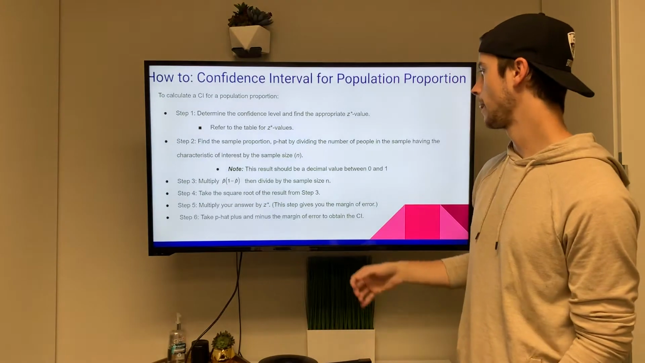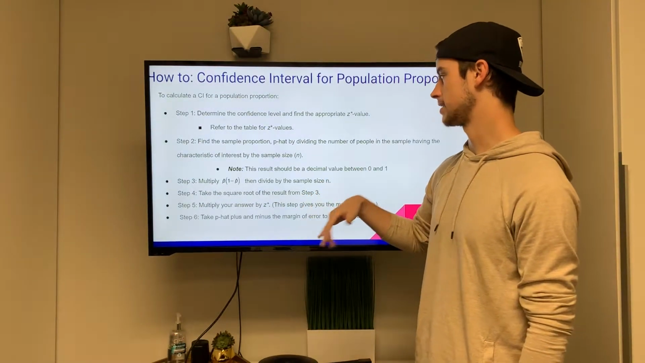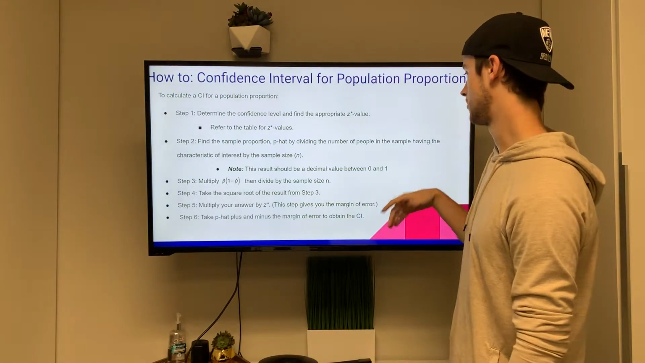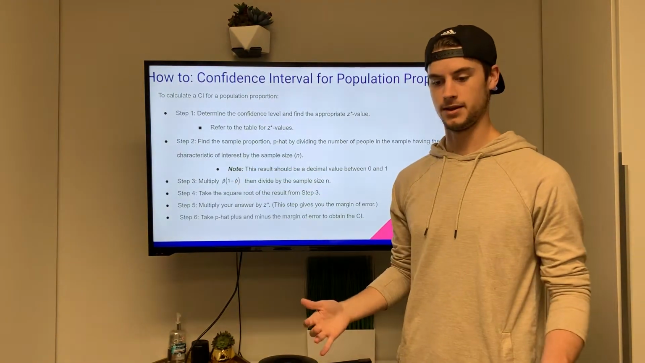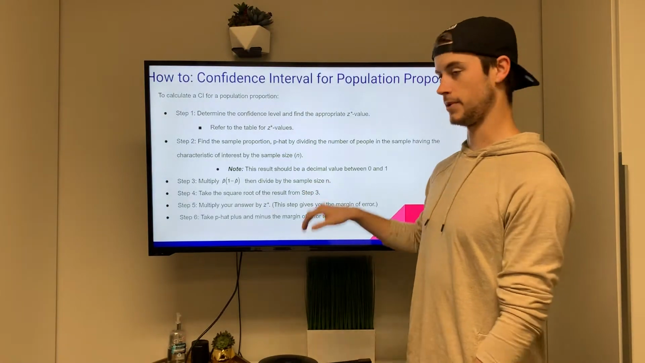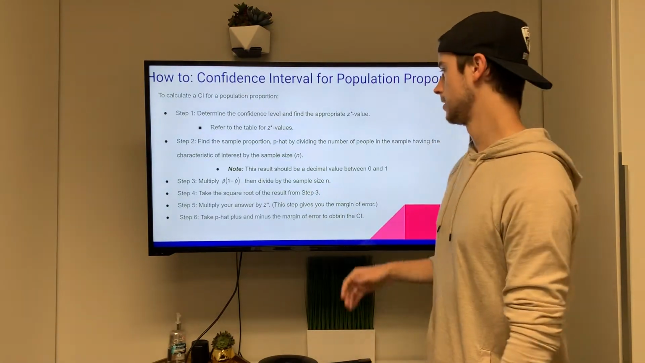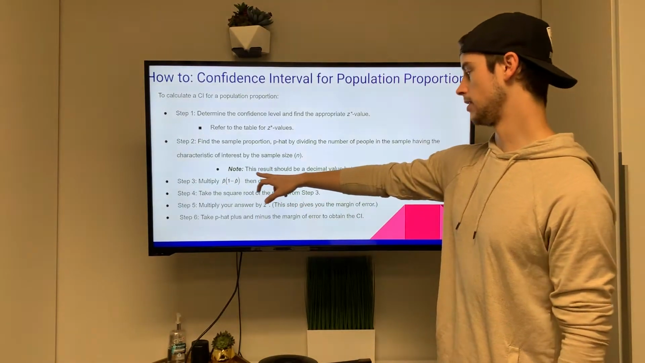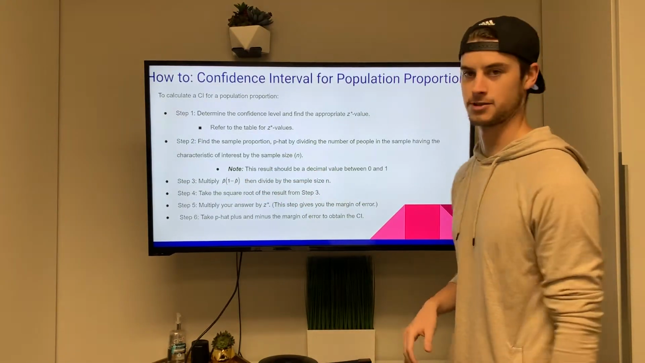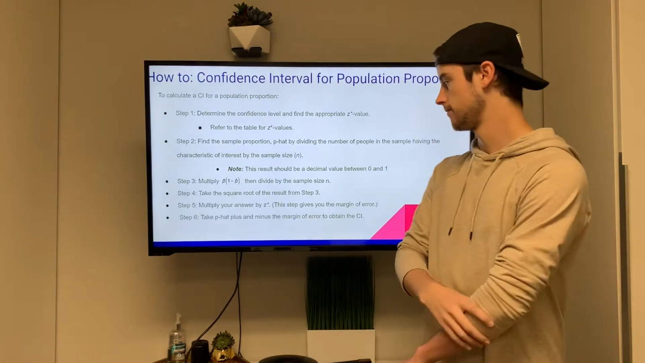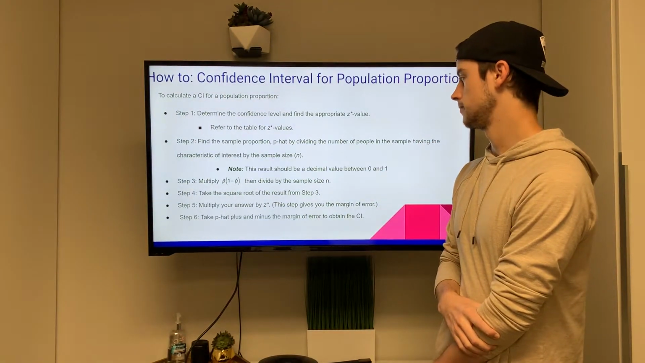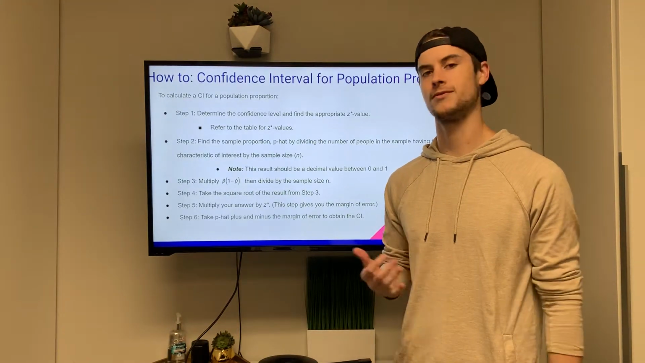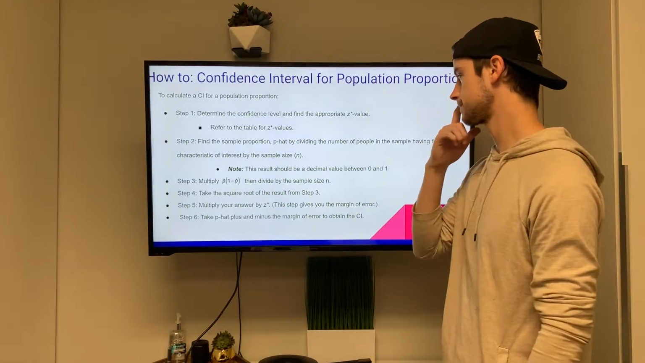So in this case it would be x, our number of people in the sample having the characteristic, divided by the sample size, okay? That's what we call p hat. Again, note this result should always be a decimal value between 0 and 1, right? Just like we did in the last problem, that true proportion I think was 15%, that's 0.15. So we always have to have it between 0 and 1.